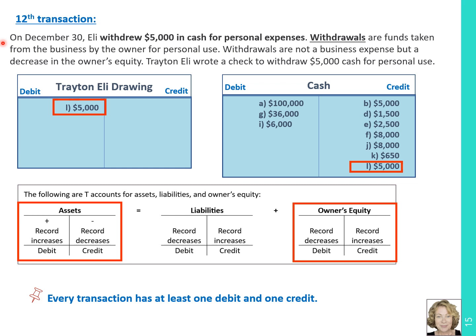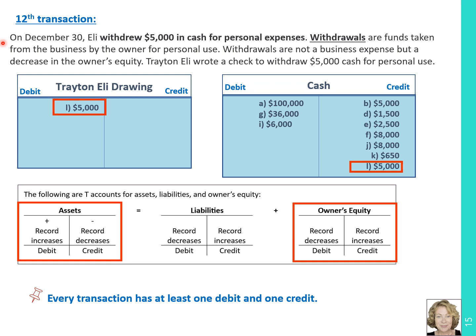So let's analyze this transaction. Our cash decreases and owner's equity decreases as well. So we know that a decrease of cash is recorded by entering a credit into the cash account of $5,000. And now that we know the credit for this transaction, we're looking for the debit. Our owner's equity is decreasing, and for the owner's withdrawals, we use a special account called Trayton Eli's drawing.